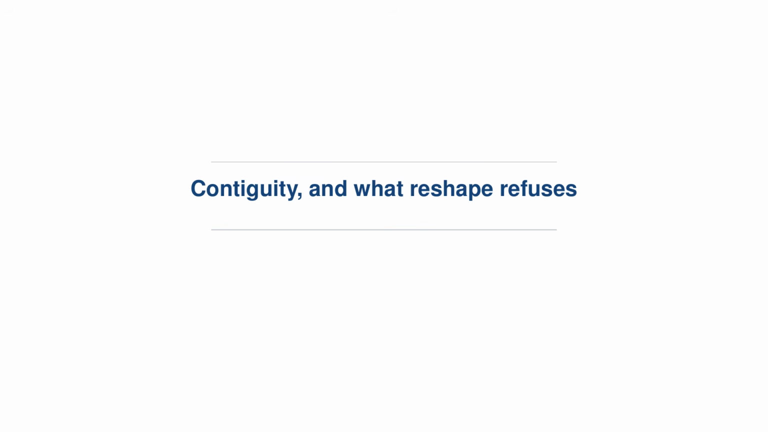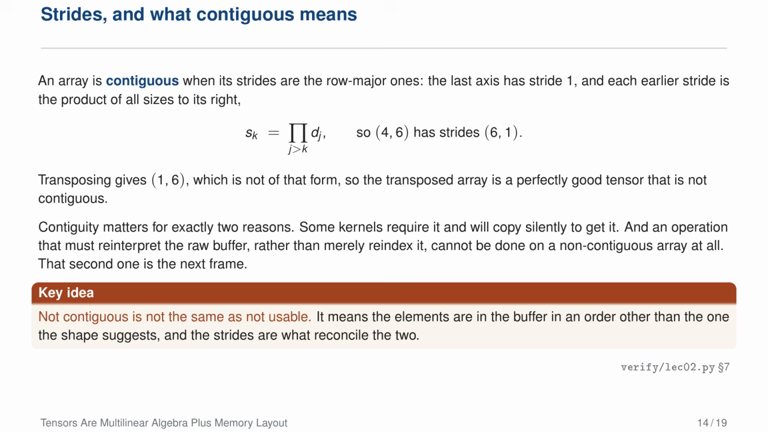Finally, contiguity and the operation that will refuse to run rather than pay for you. An array is called contiguous when its strides are the row major ones, meaning the last axis has stride 1 and every earlier stride is the product of all the sizes to its right. So a 4x6 array has strides 6 and 1. Transposing it gives strides 1 and 6, which is not of that form, so the transposed array is a perfectly good tensor that is not contiguous.